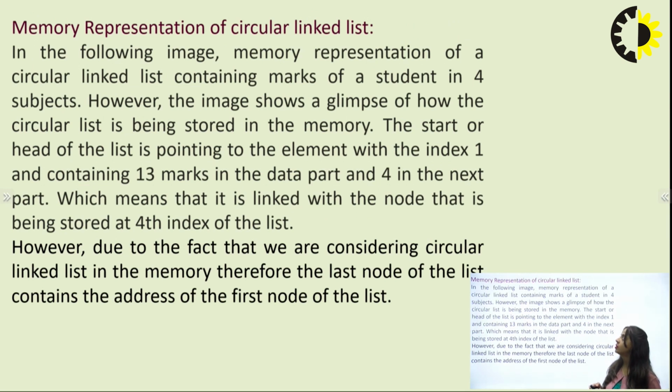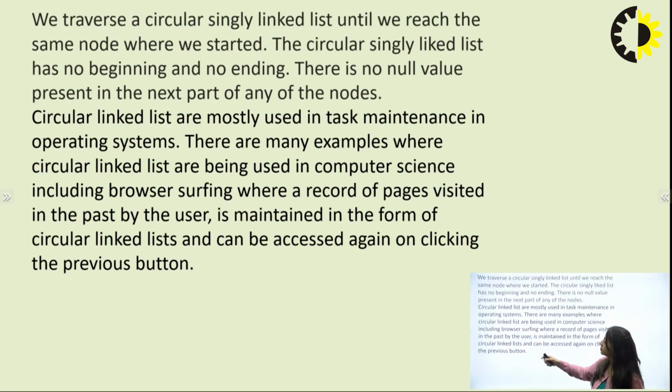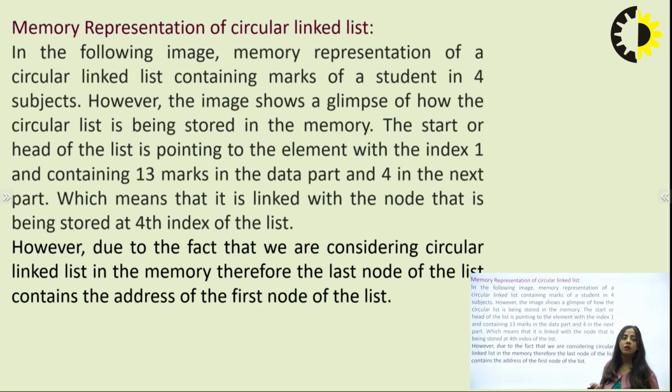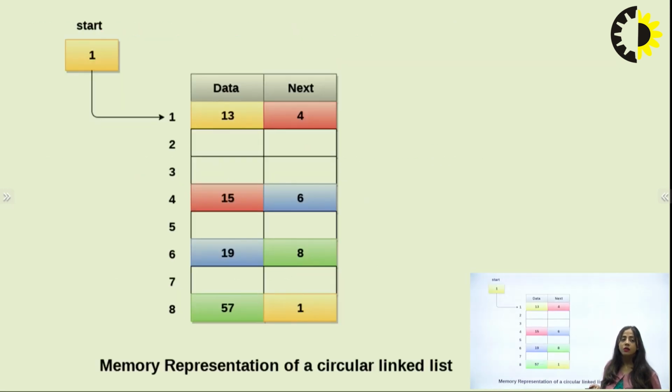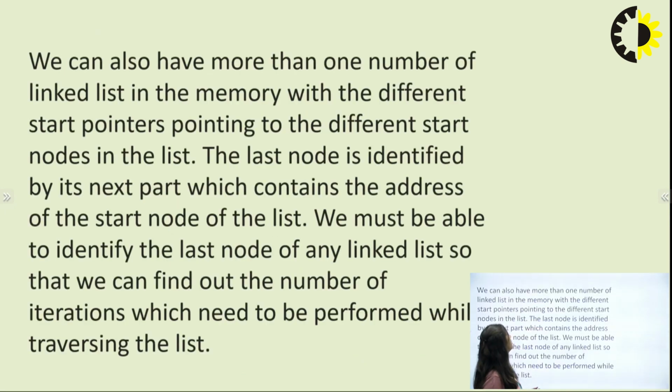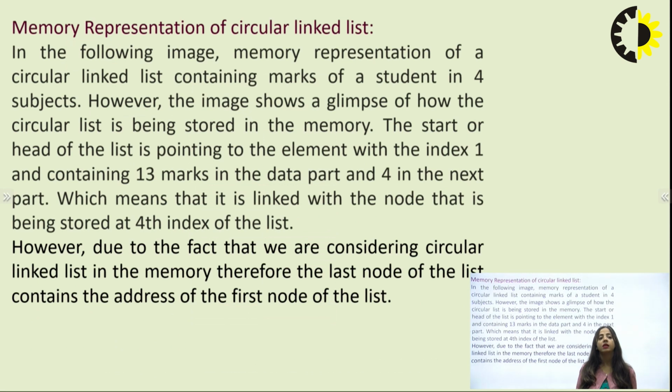Now, how is the memory representation of a circular linked list done? Just see this image. This image shows the memory representation of a circular linked list. How does it display the memory? We can have more than one linked list in memory with different start pointers pointing to the different start nodes in the list. The last node is identified by its next part, right?